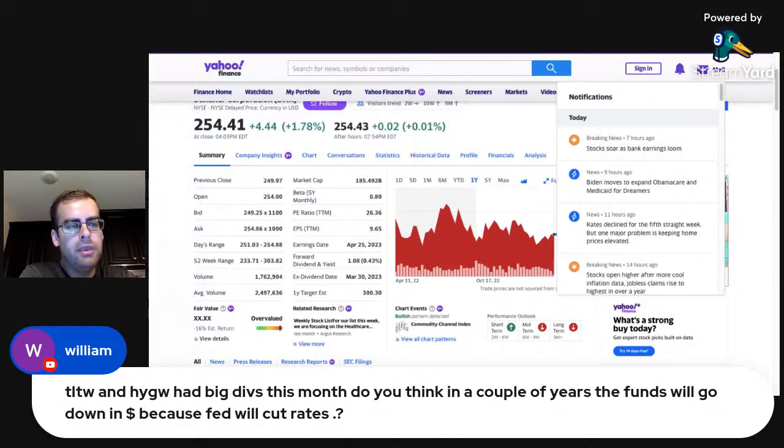So absolutely, I think these were a good play while the rates were increasing, but things change really quick. That's what you got to remember. Things change very quick in investing.